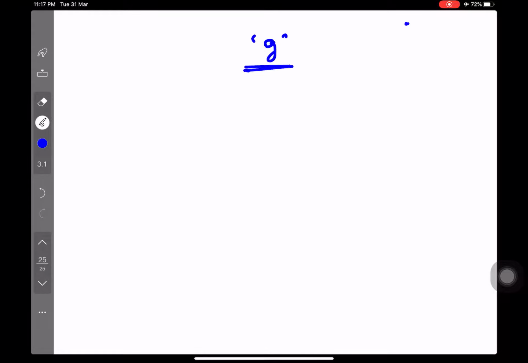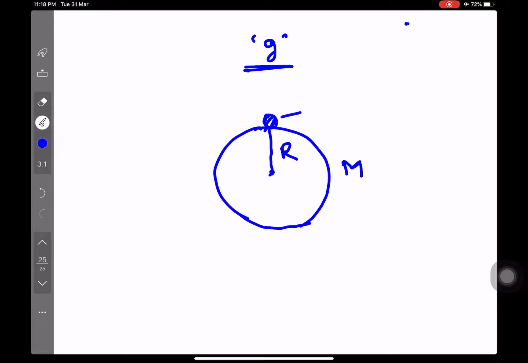Now let us derive an expression for small g. For that, suppose this is the Earth whose mass is capital M and a body of mass small m is placed on the surface of the Earth. This is the center of the Earth and capital R is the radius of the Earth. If F is the gravitational force or the gravity acting on the body due to the Earth, then according to Newton's law of gravitation, F equal to capital G into capital M into small m over R square. Actually, this R is the distance between the center of the Earth and the center of the body, and therefore it should be taken as radius of the Earth plus radius of the body.